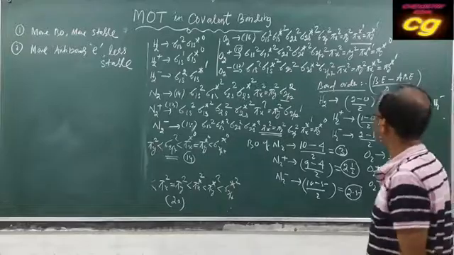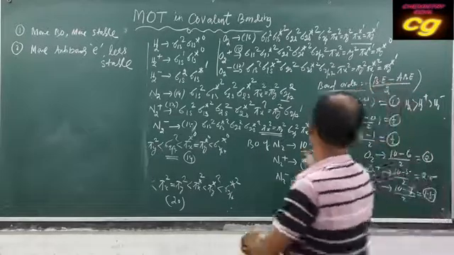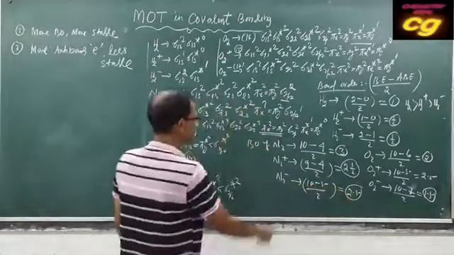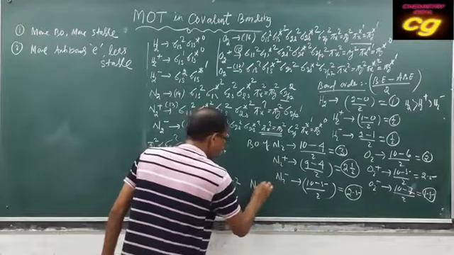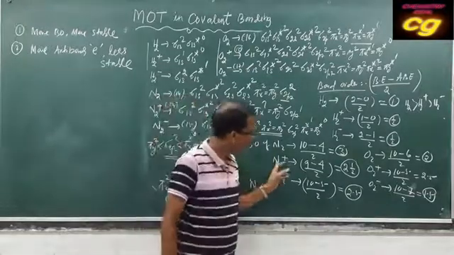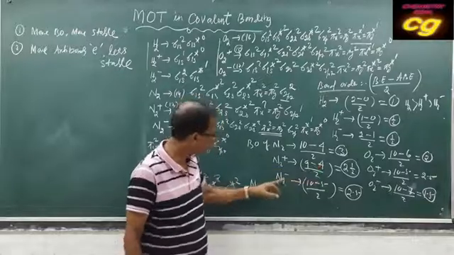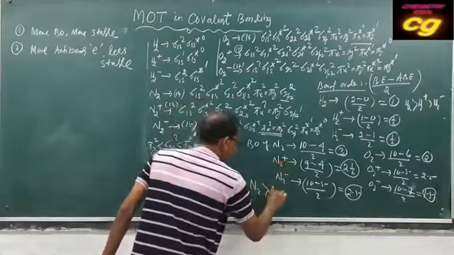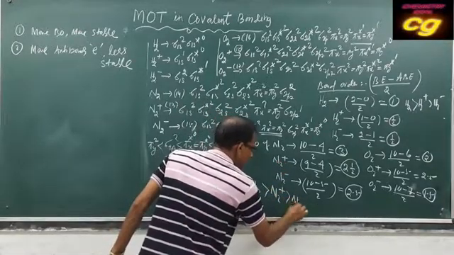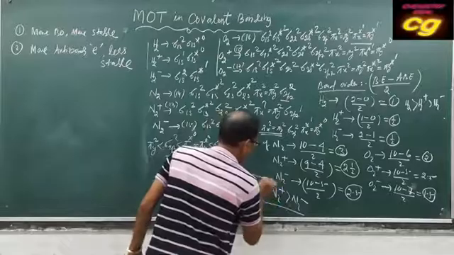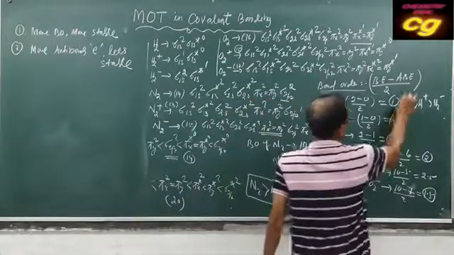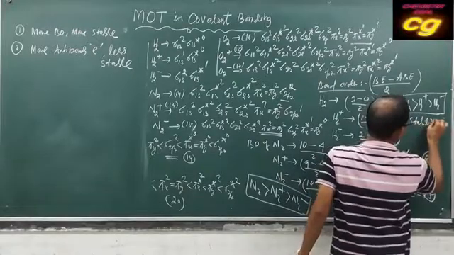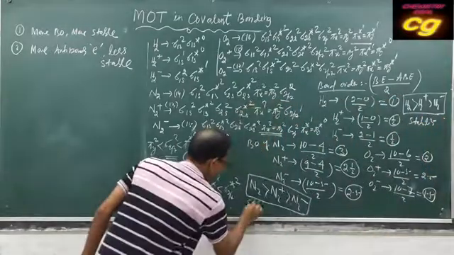Similarly, come to nitrogen: 3, 2.5, 2.5. So with 3, nitrogen will be more stable. But N2 plus has 4 antibonding electrons, while N2 minus has 5 antibonding electrons. That's why it is less stable. N2 plus is more stable than N2 minus. So this is very important. This is the order of stability. Stability order. Here also stability.